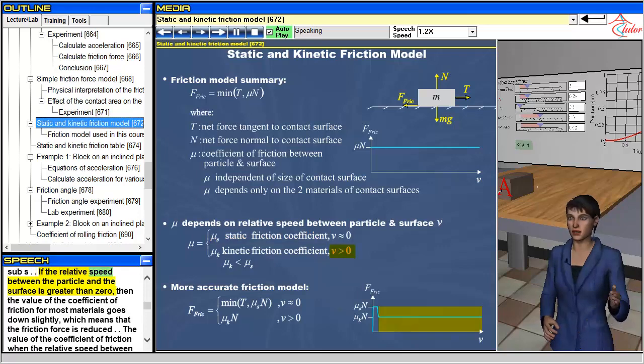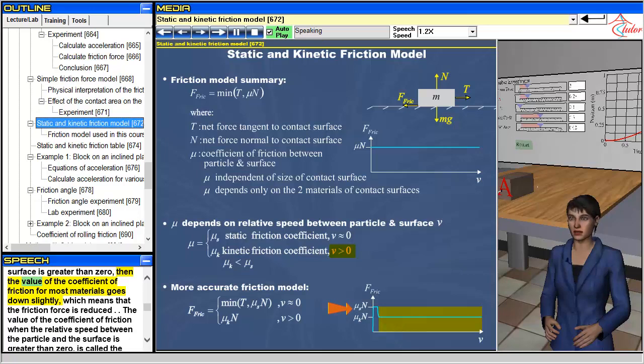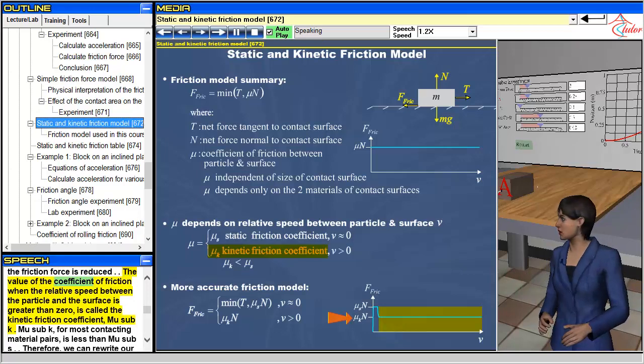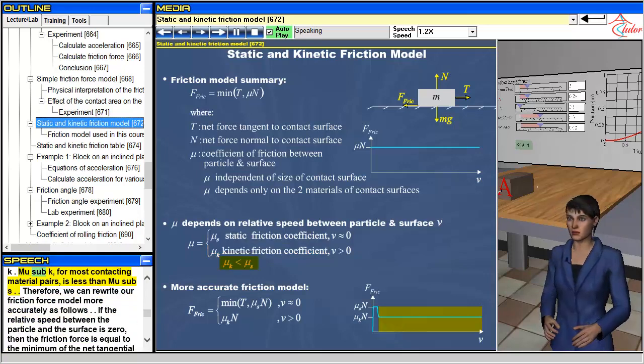If the relative speed between the particle and the surface is greater than 0, then the value of the coefficient of friction for most materials goes down slightly, which means that the friction force is reduced. The value of the coefficient of friction when the relative speed between the particle and the surface is greater than 0, is called the kinetic friction coefficient, mu sub k. Mu sub k, for most contacting material pairs, is less than mu sub s.